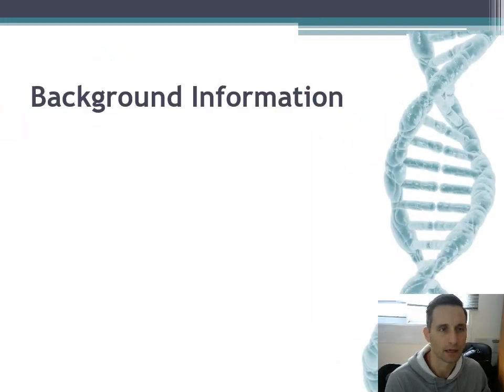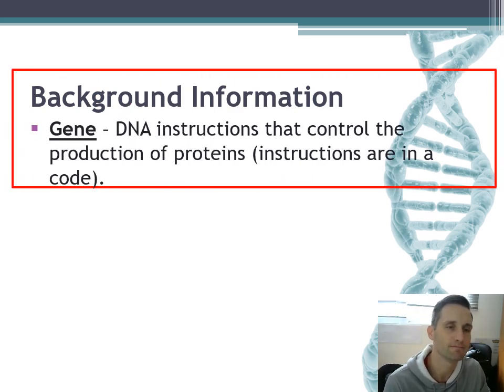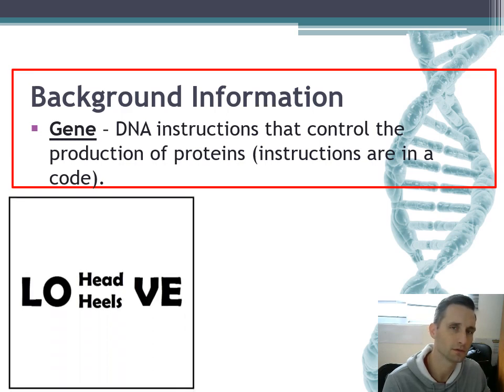I turned my camera back on for this one. So those sections of DNA, they get a special name. They're called a gene. A gene is DNA instructions that control the production of proteins. And as we know, the instructions are in a code, and that code has 4 different letters that it can be in. It's not different than this code.